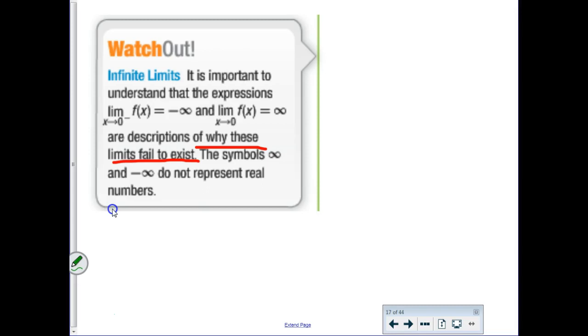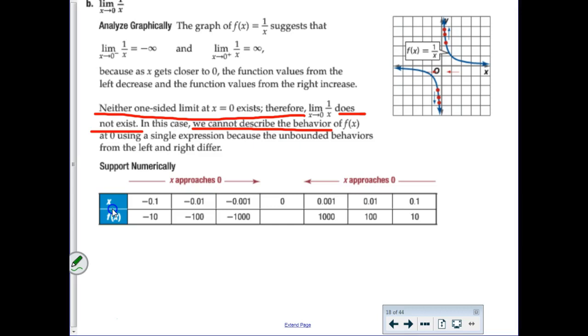Oh, see, in a nutshell, that's a much nicer way of saying it. The symbols infinity and negative infinity do not represent real numbers. Right? Schooled all of your little 8-year-old selves. This is the fight in my house. Infinity gets thrown out a lot. All right, math teacher mom.